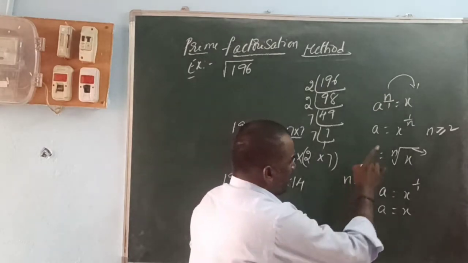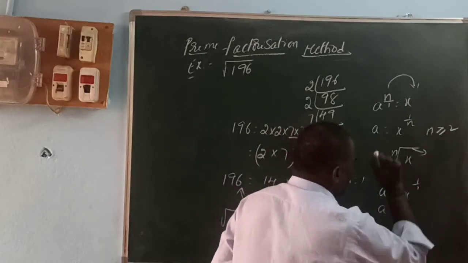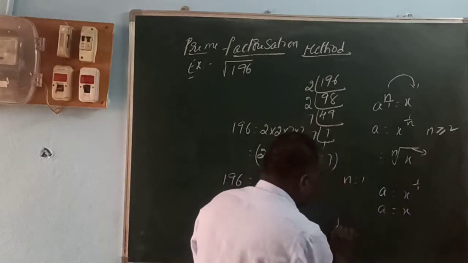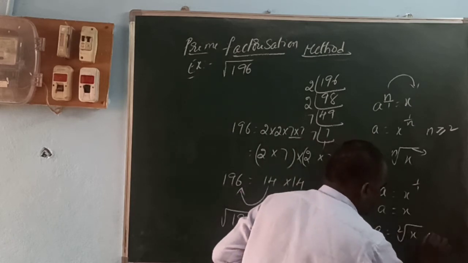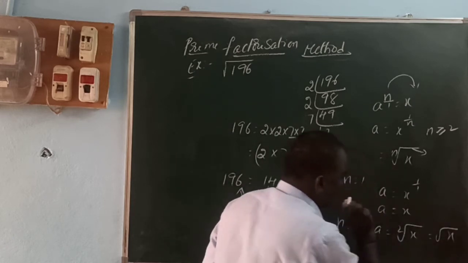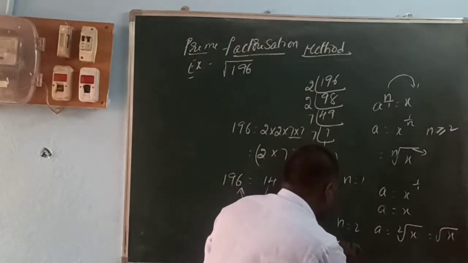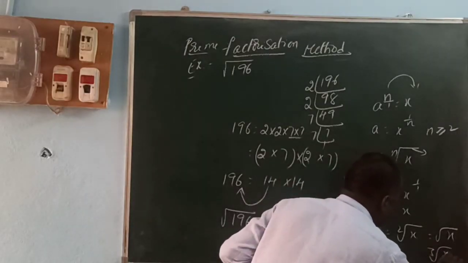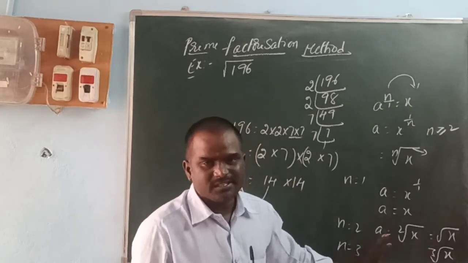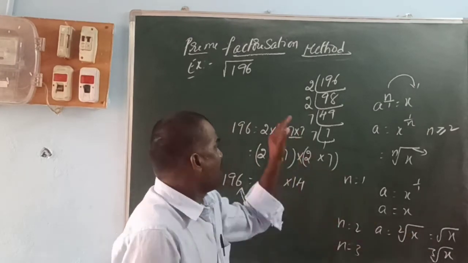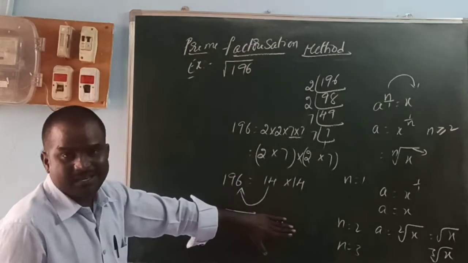Okay, so here if n is equal to 2, it becomes square root x. So this simply we can write as square root of the number. N is equal to 3, here we can write as cube root x. N is equal to 4, fourth root. N is equal to 5, fifth root. N is equal to 6, sixth root. Okay, so this is the prime factorization method.